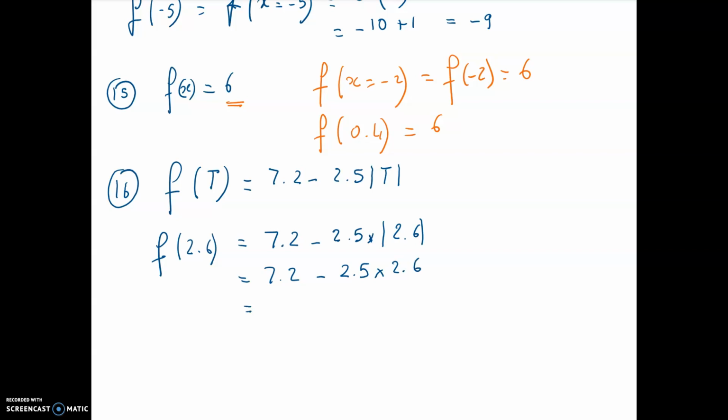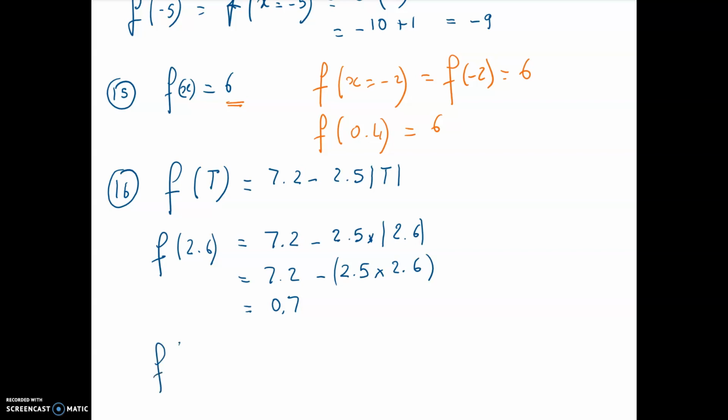And my calculator is giving me, so I'm going to take my calculator right now. And with you, I'm going to do 7.2. And if you want to do your calculation, maybe you can use a parenthesis right here. Minus, open parenthesis, 2.5 times 2.6. And the answer is going to be 0.7.